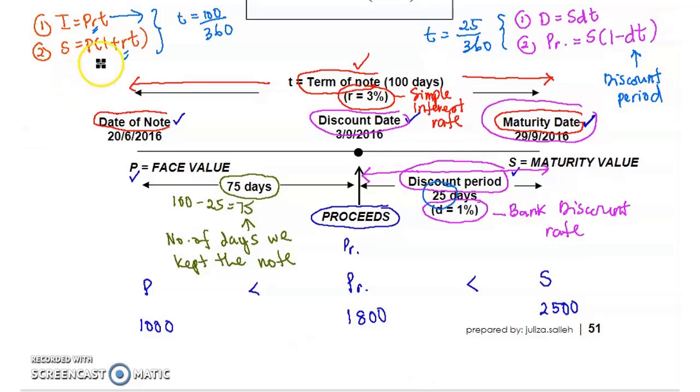So be careful with the value of T for the topic discounting promissory note. I repeat: for R, the simple interest rate, the number of days T must be from date of note until maturity date. And for formulas with D, the discount rate, the term must refer to the discount period, meaning the number of days from discount date until maturity date. After this we will look at some examples.